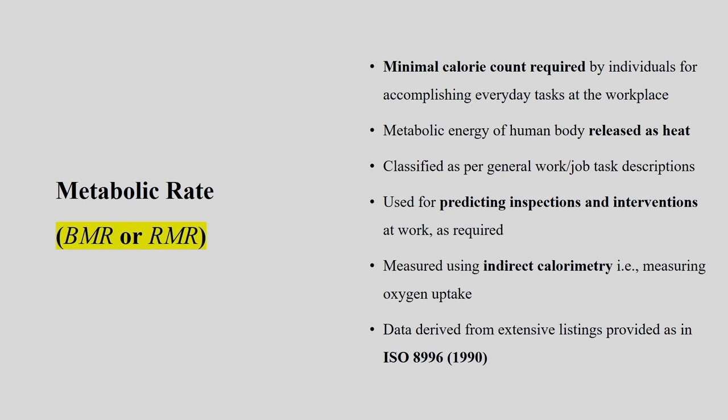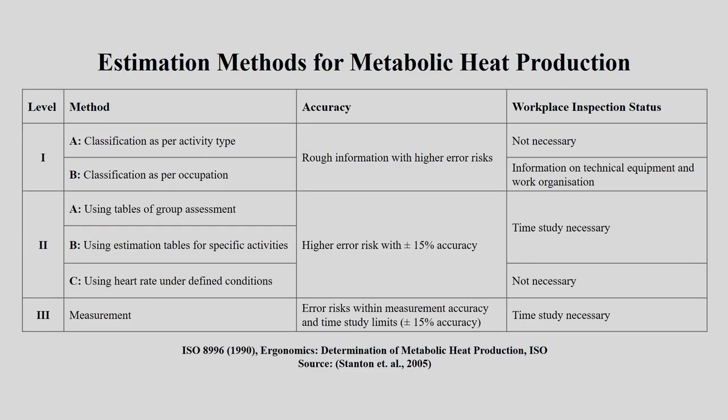So, the data is derived from the extensive listing provided in this particular standard, that is ISO 8996, published in 1990. However, there are some more revisions. The estimation method for metabolic heat production has different categories: level 1, level 2 and level 3. So, this is the source that I have used to get this particular data. Now, let us understand it.